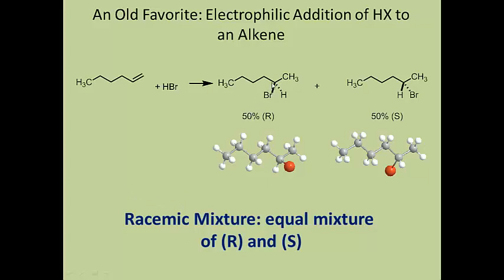Now, if there's more than one stereo center, then obviously it's not just going to be simply R or S, because they're going to be either enantiomers or diastereomers. But in this case, you get an equal mixture of enantiomers. One of them is R, one is S, and both present in 50%.